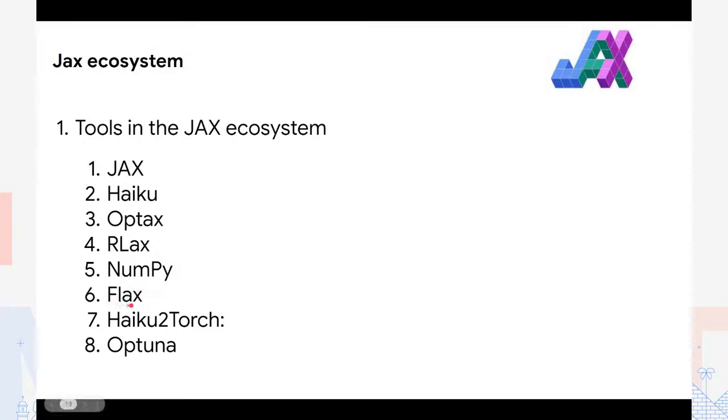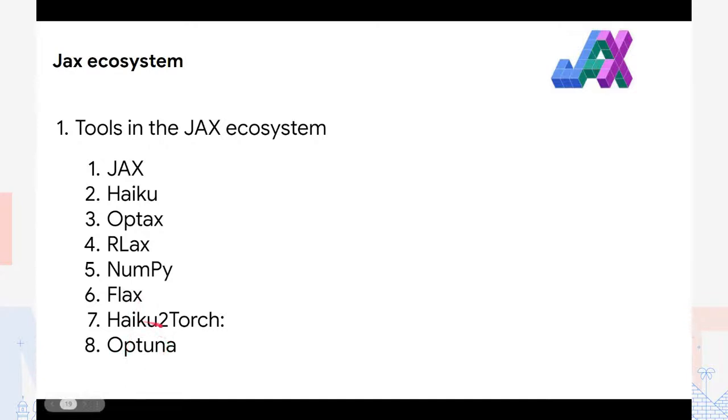Moving to Flax. Flax is similar to Haiku. We can say it's not similar to Haiku, but both of them are used for neural networks. So we can say that Flax is a neural network library built on top of JAX, of course, and provides higher level APIs for building and training neural network models. It also provides tools for distributed training, making it easy to scale to multiple GPUs or even multiple machines at the same time. Fine.